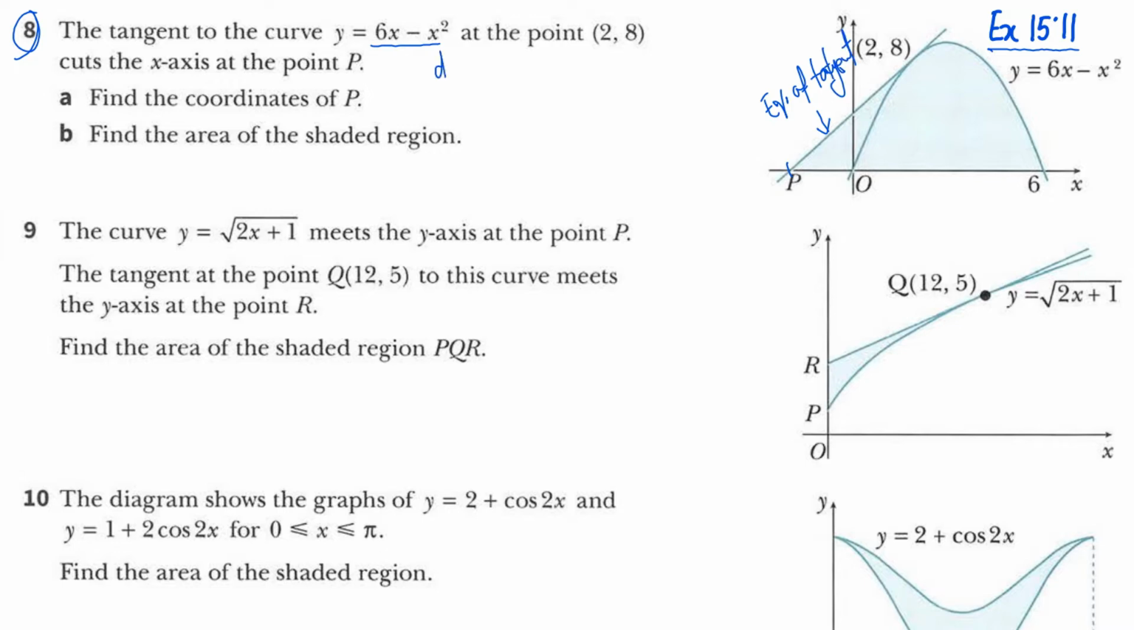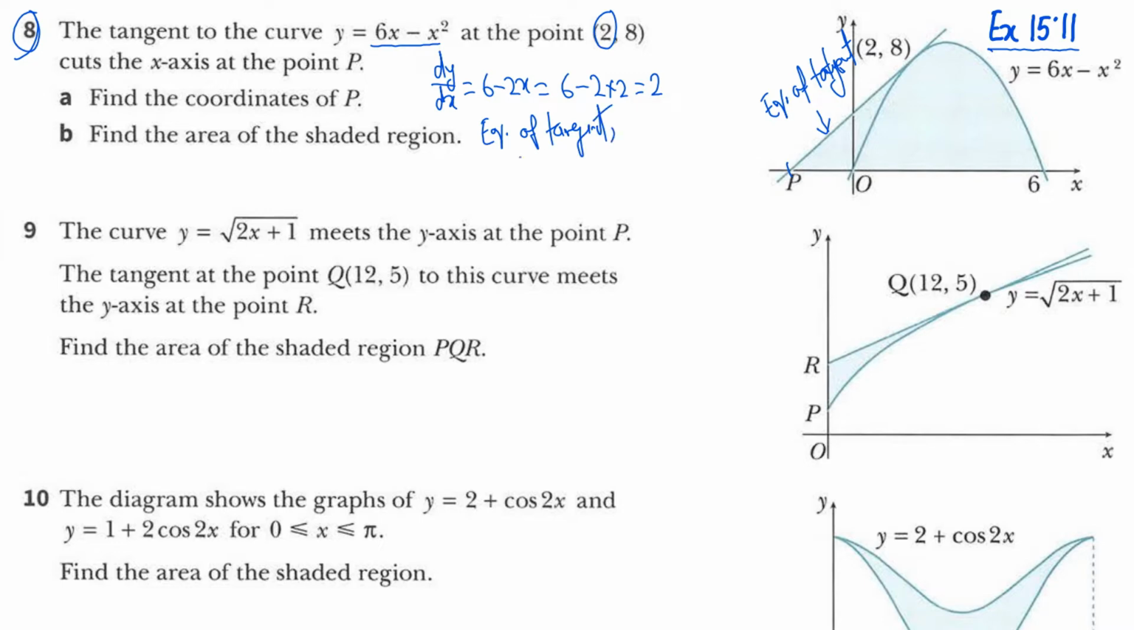To do that we differentiate, and dy by dx is 6 minus 2x. If we put in x equals 2, the gradient is 6 minus 2 times 2, which is 2. So now we can write the equation of the tangent.